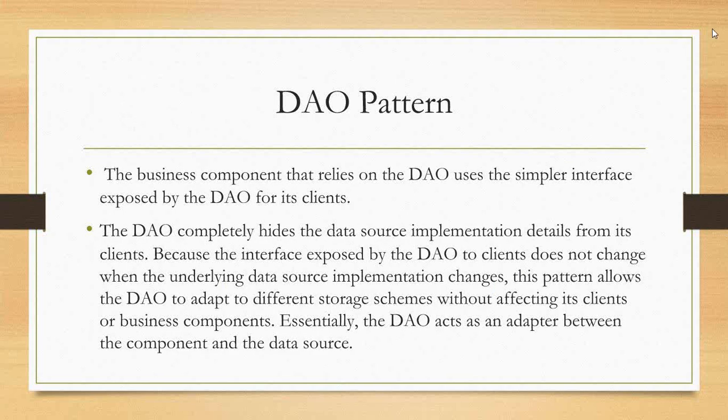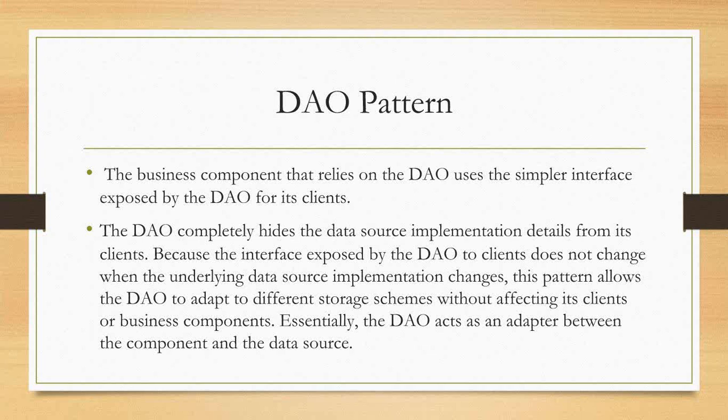See, the business component here, let's try to understand the overall concept which we discussed so far. The business component that relies on the DO uses the simpler interface exposed by the DO. So basically this concept, interfaces, you'll come to know about it. What is the advantage? Why have I used interfaces? No one has asked me. Of course, to define the contract for the class, that is the first thing. But there is another important point regarding interfaces which we need to talk about. We'll see that later. You see, the DO completely hides the data source implementation details from its clients.